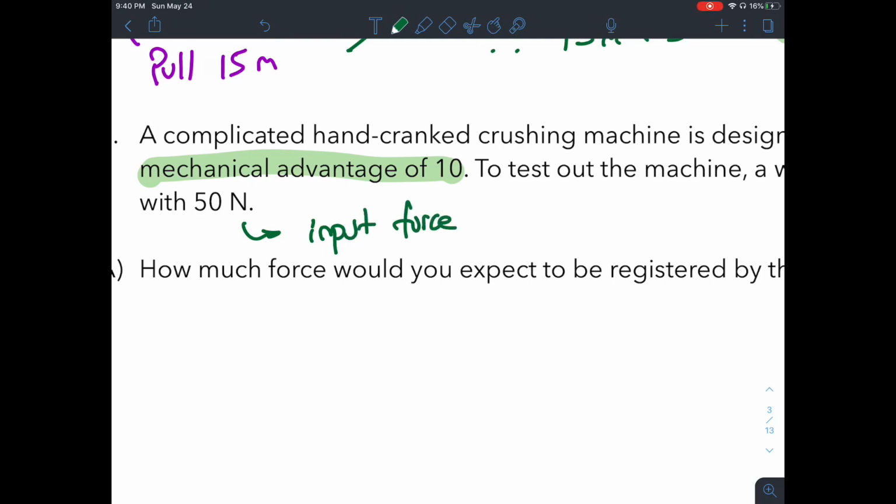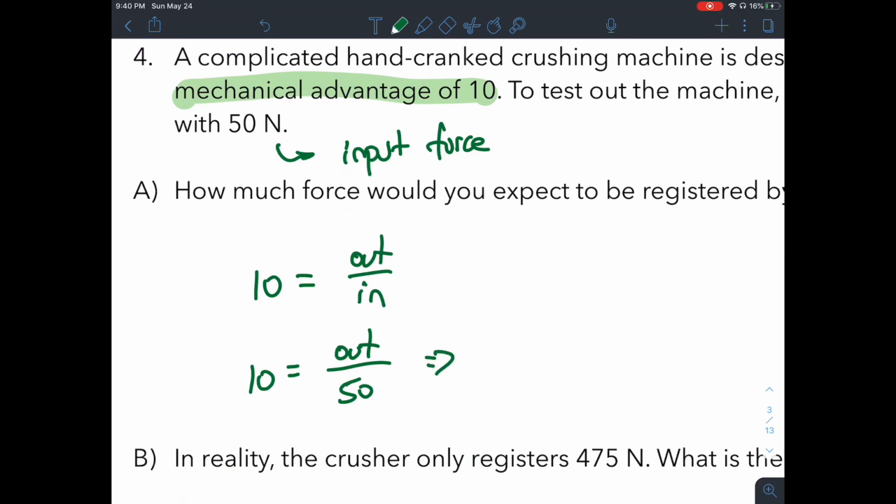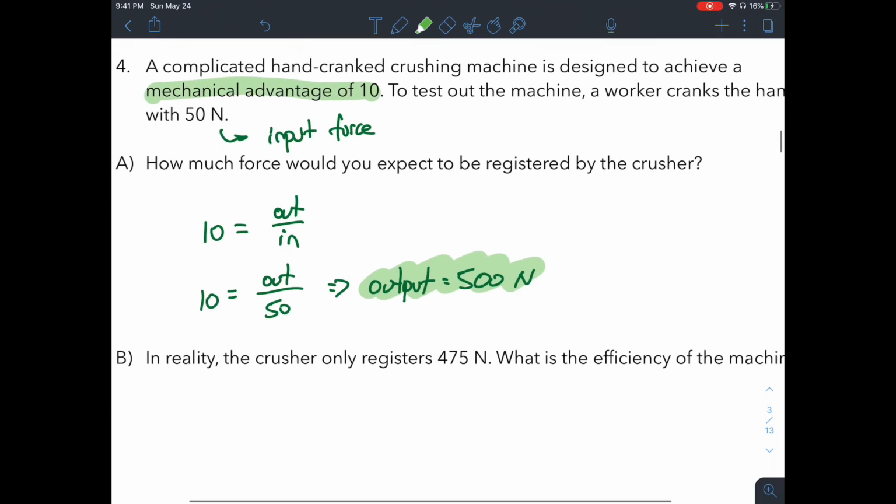So if we are putting in 50 newtons, again, we're going output divided by our input. If we are putting in 50 newtons with a mechanical advantage of 10, then that means that we would expect an output to be 500 newtons, right? 10 times as much as what we were putting in. But in reality, this crusher only registers 475 newtons when we're still putting in the same 50 newtons, right?